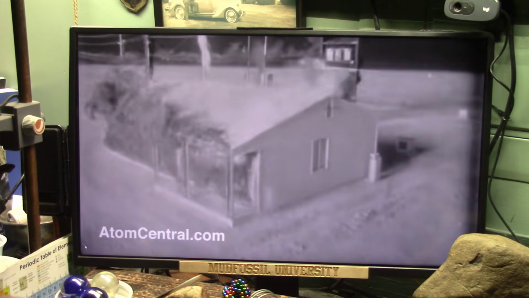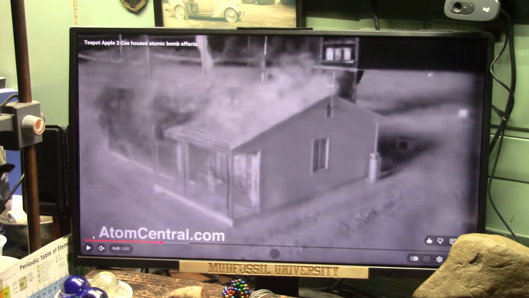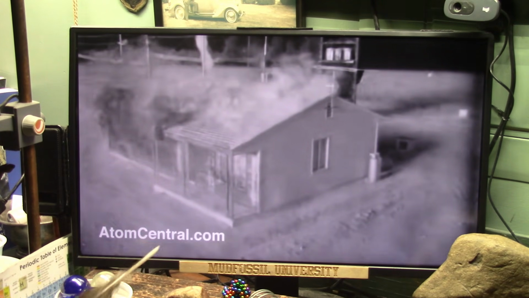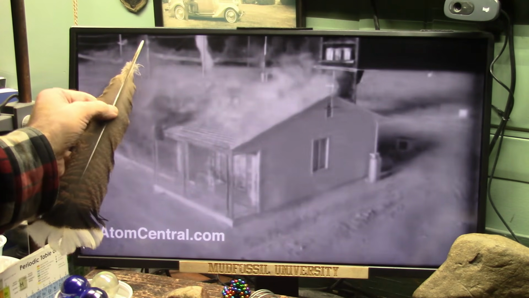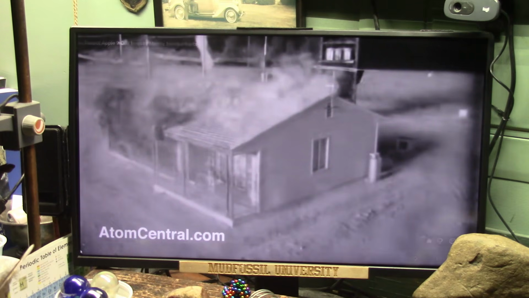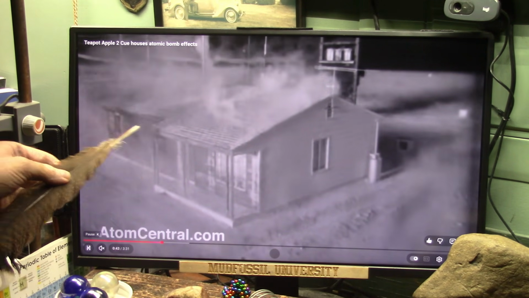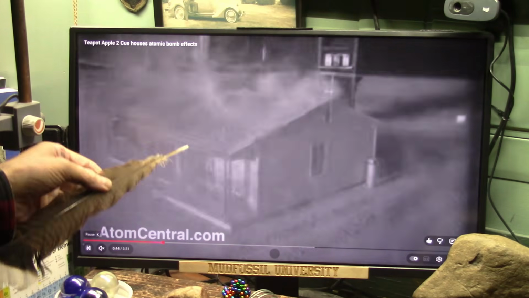Nothing's moving. It's not like pushing the house or anything. It's just burning everything that's combustible. Even the wires, the poles. Metal doesn't burn because it's not combustible. And now watch, everything's boom.